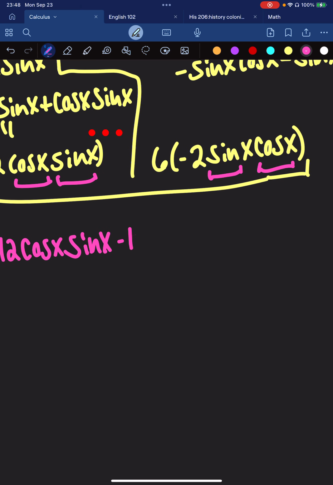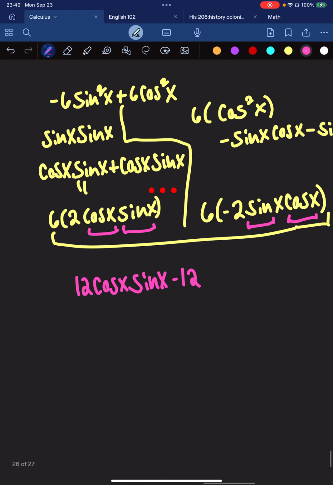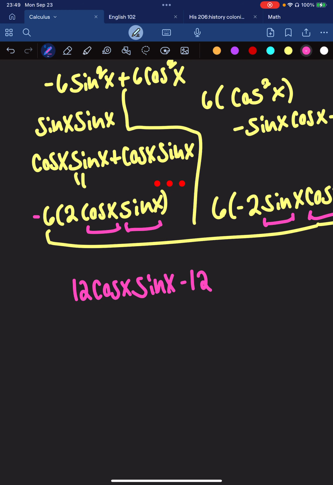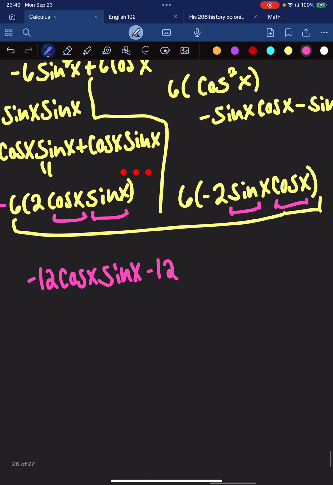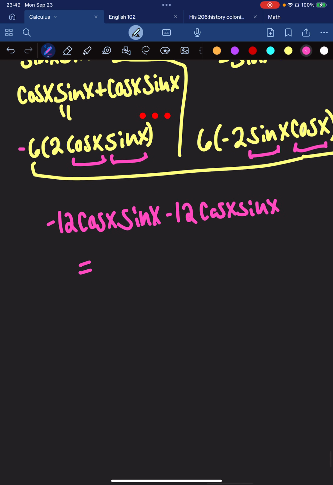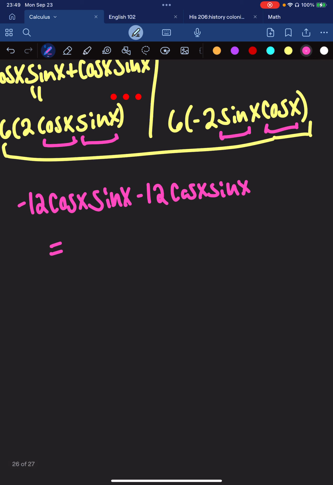and negative 12. Ooh, almost slipped up there. I'm actually supposed to carry the negative 6 from the previous one. Kind of forgot about that. So it's going to be negative 12 times cosine x times sine x minus 12 cosine x times sine x. And we can go ahead and add those together, or I guess subtract them, however you want to look at it. Negative 24 times cosine x times sine x equals our second derivative.